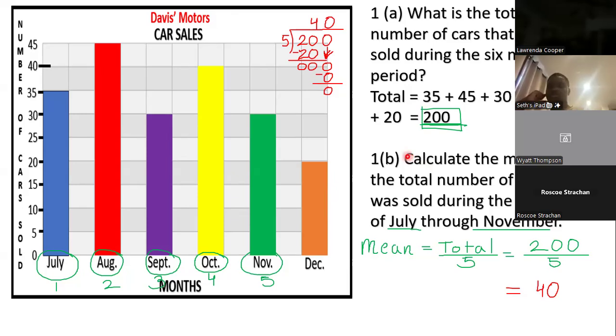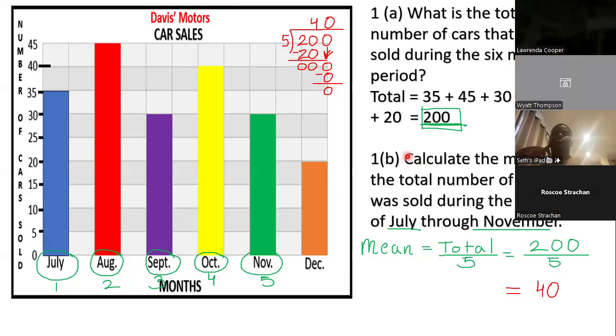Read 1B for me. Calculate the mean for the total number of cars that was sold during the month of July through November. Very good. What is another word for mean? Can anyone remember another word for mean that I told you? Average. Mean is the average.